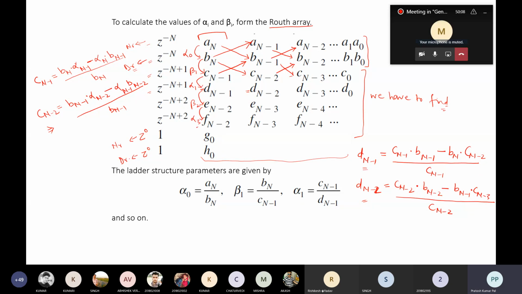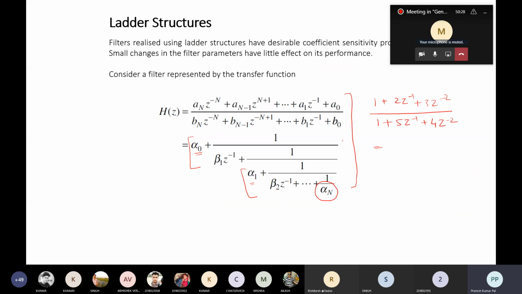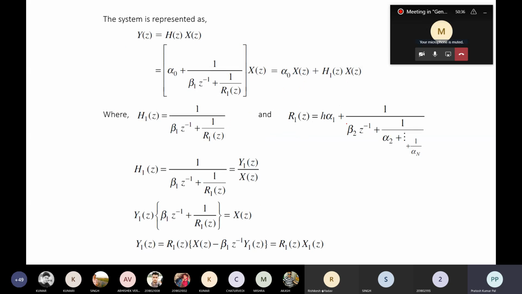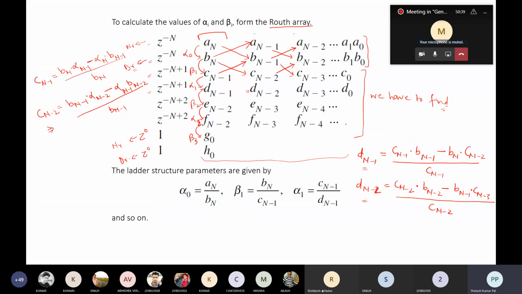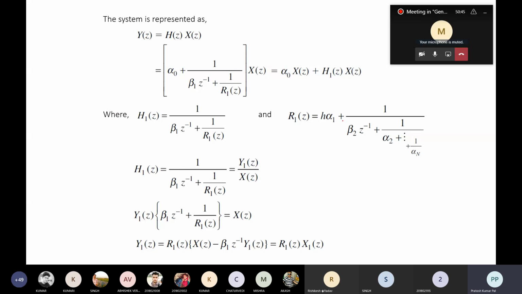Similarly beta 2, sorry, beta 3, alpha 2 will be here, beta 3, and so on we will be finding out the values. Once we have found these values, we can directly write this expression, or you can say this structure. So this is your ladder structure. From there we can just realize the ladder structure, and we will see how this ladder structure is generated.